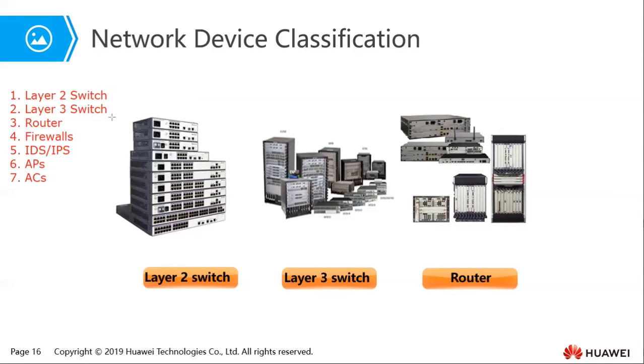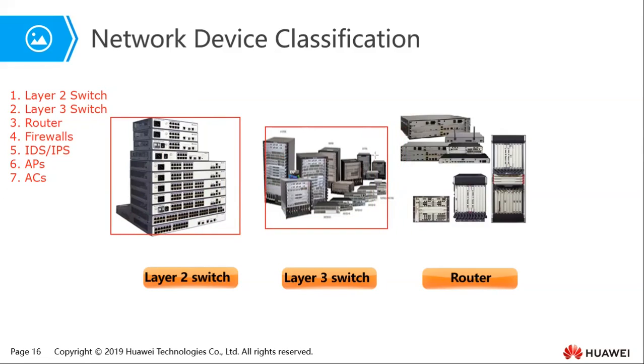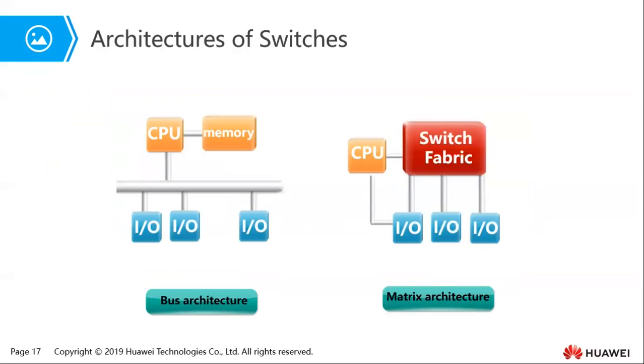Layer 2 switches normally look something like this. Layer 3 switches can also forward based on IP, and Huawei has a range of products and also routers. So we're going to look at some of these products just now. Now, we need to understand the architecture of switches, which actually determines how fast they are able to forward data.